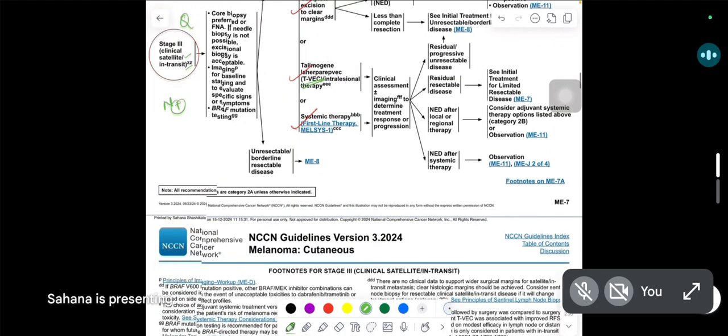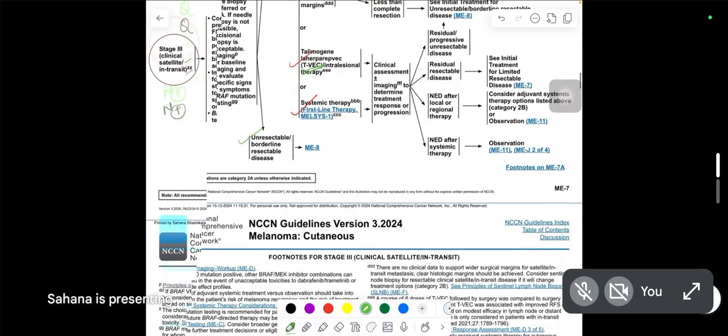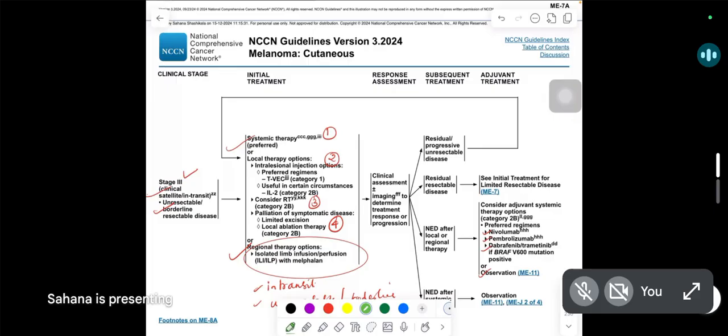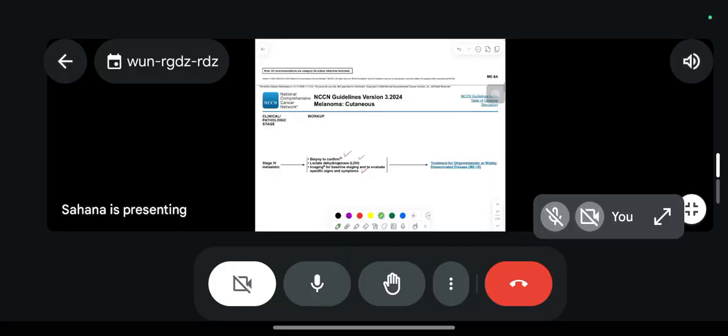Everywhere you will tell whether it is resectable or unresectable. Then stage 3 unresectable, same thing. You can use all forms of therapy here.